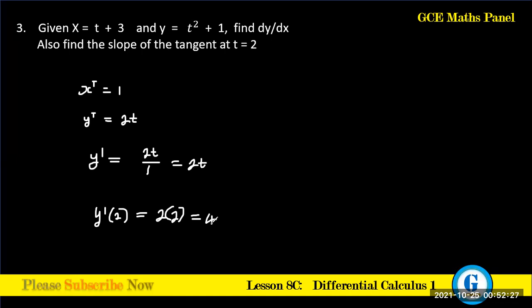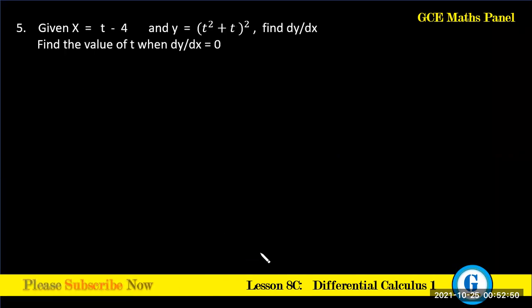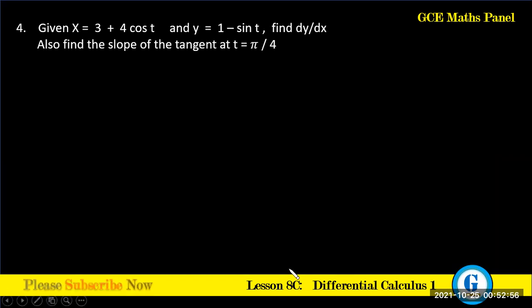Right. That's it with this question. Next question. We have x is equal to 3 plus 4 cos t and y is equal to 1 minus sin t. Find dy/dx and the slope of the tangent at pi on 4. At pi on 4. Okay.